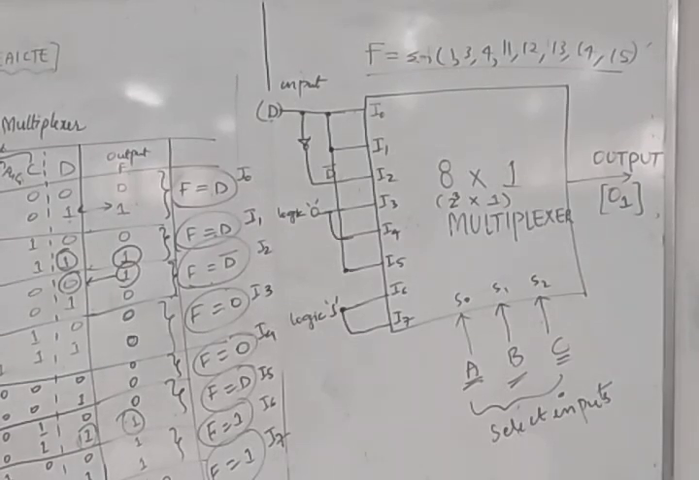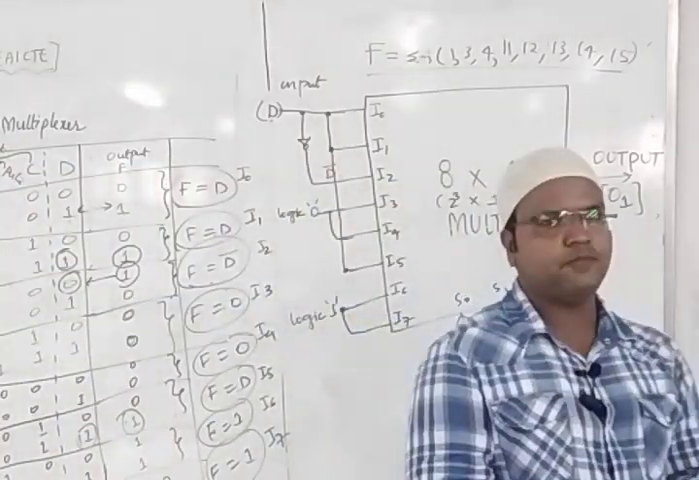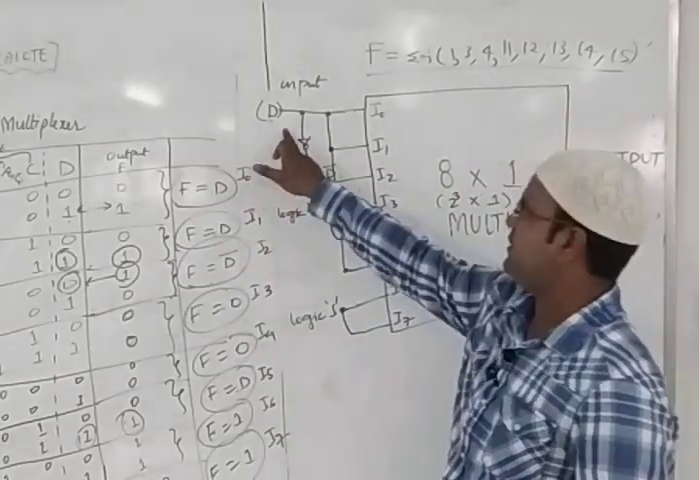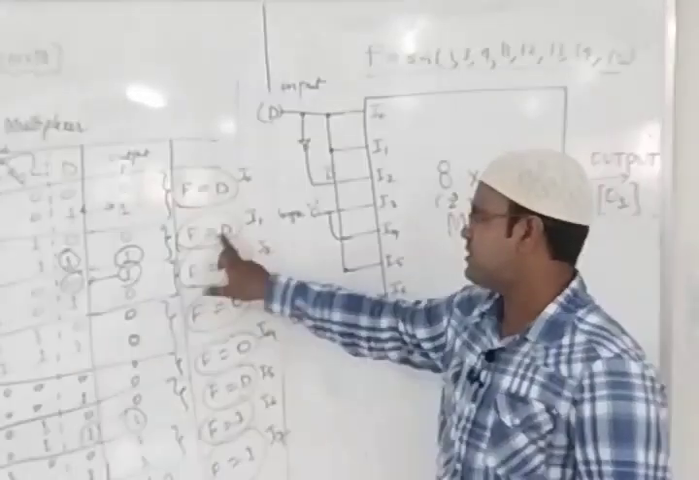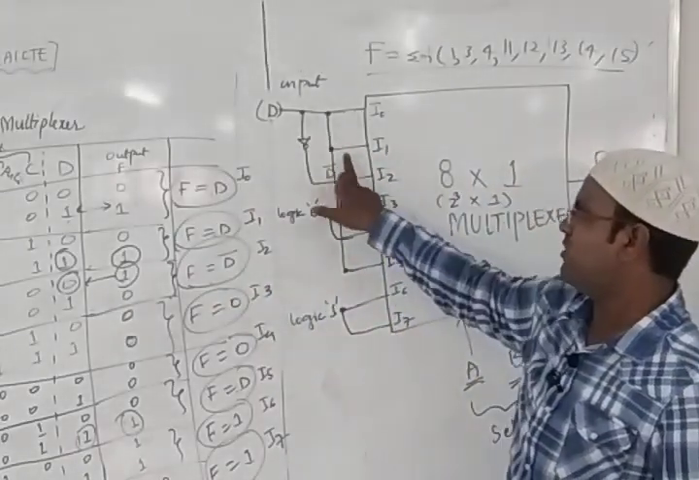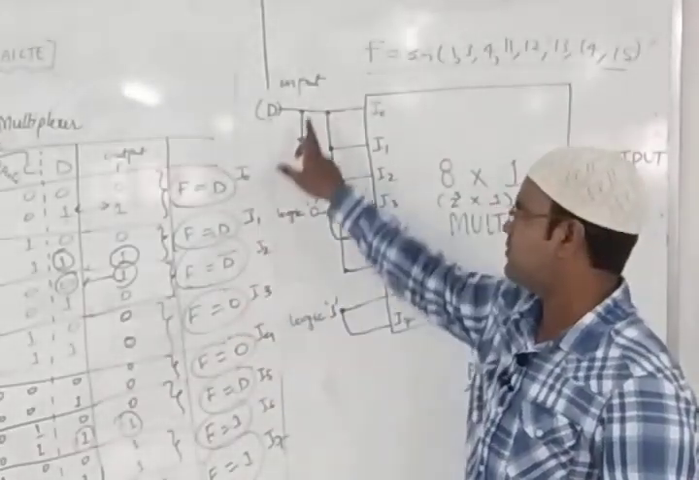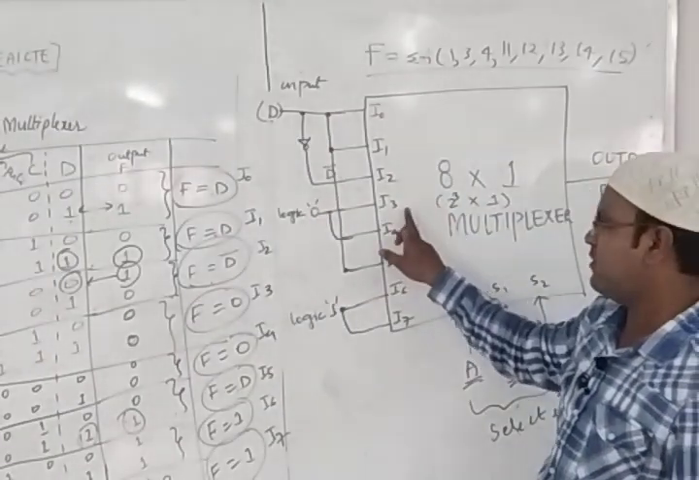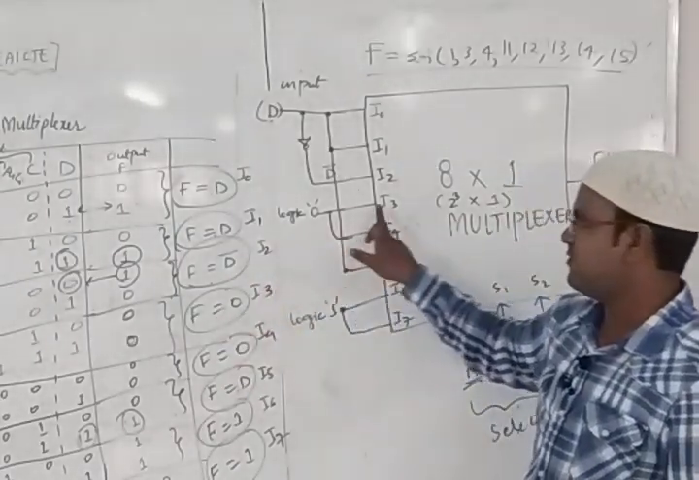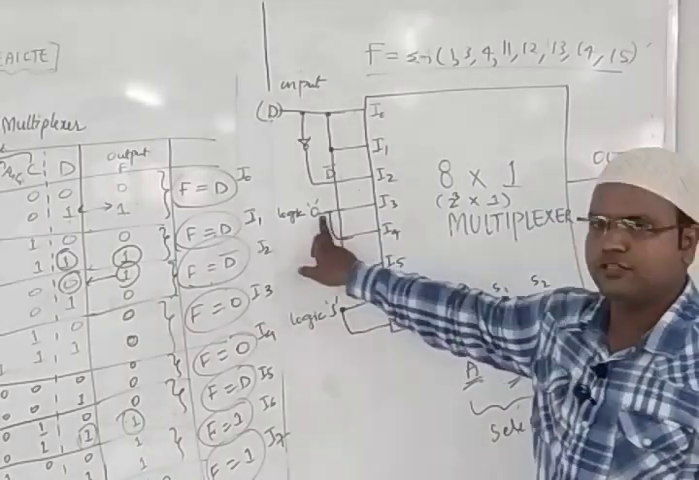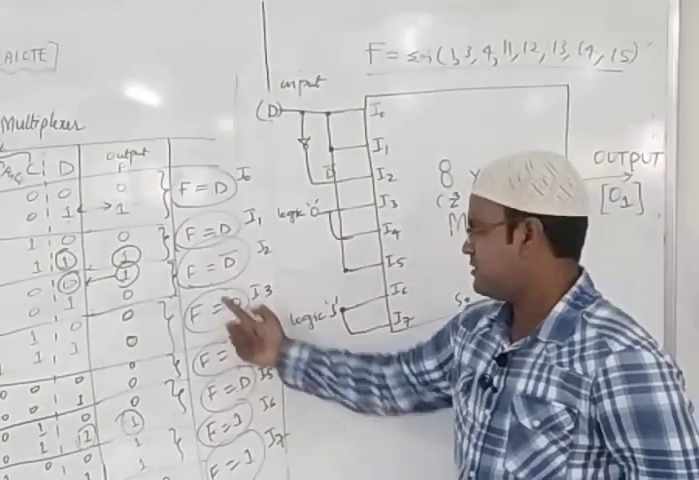So see once again what we did, students. We got these particular functions. We got I0, which is nothing but F is equal to D. Next, F is equal to D for the second input. Next, I2. What is this value? It's D bar, so we connected one NOT gate. Similarly for I3, it is 0, so we connected logic 0. Likewise for I4, F is equal to 0. Again logic 0, because logic 0 is there for both.